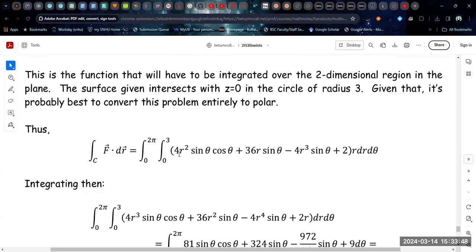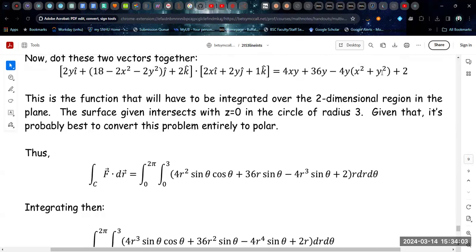So our 4xy, x is our cosine theta, and y is our sine theta. So we get this, and then all of the rest of this algebra. The x squared plus y squared, part of the reason I left it like this is that this is just r squared. So that's where we get this 4r cubed from. Times 4y is going to get us the extra r and the sine. And then that's our 36 r sine plus 2, then r dr d theta. So we distribute the r all the way through, and then we integrate.